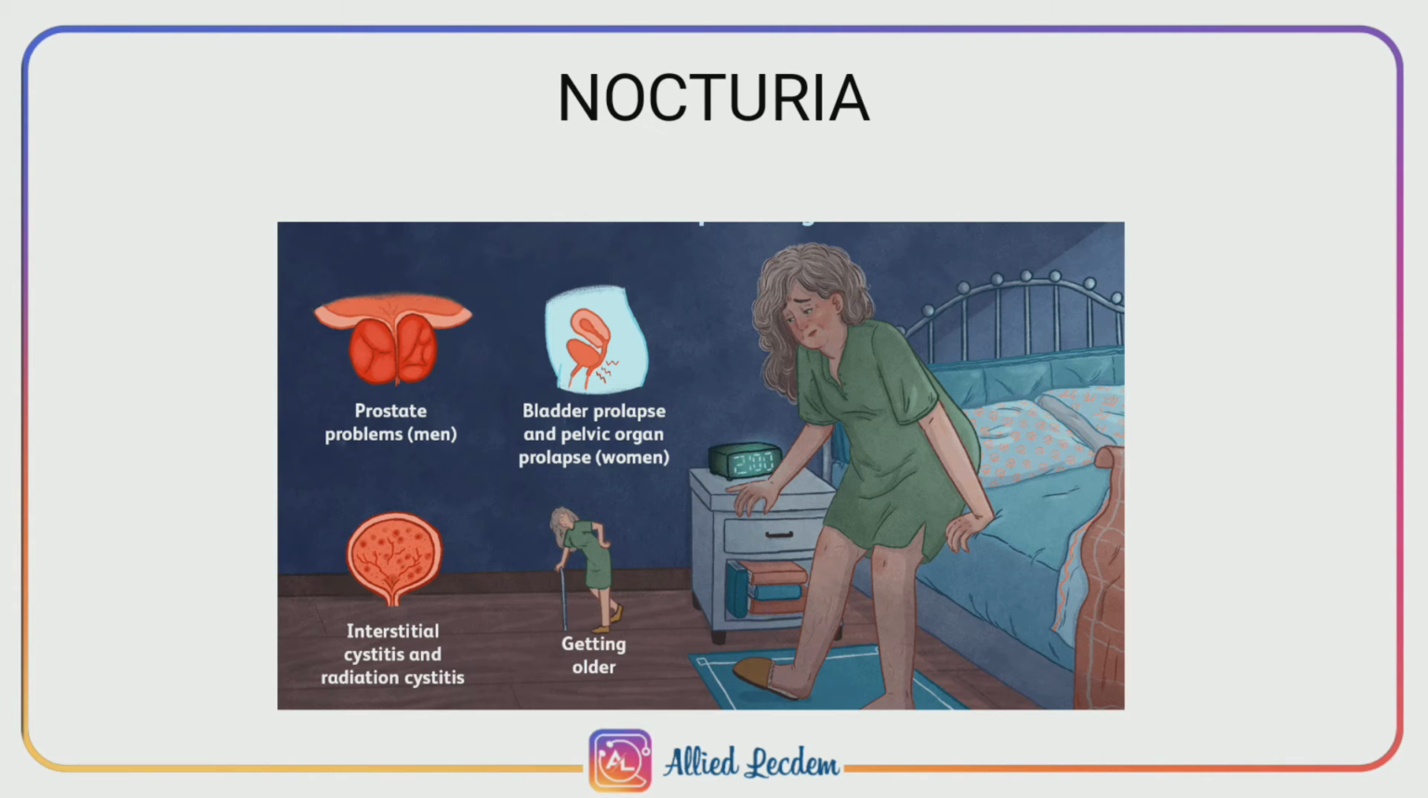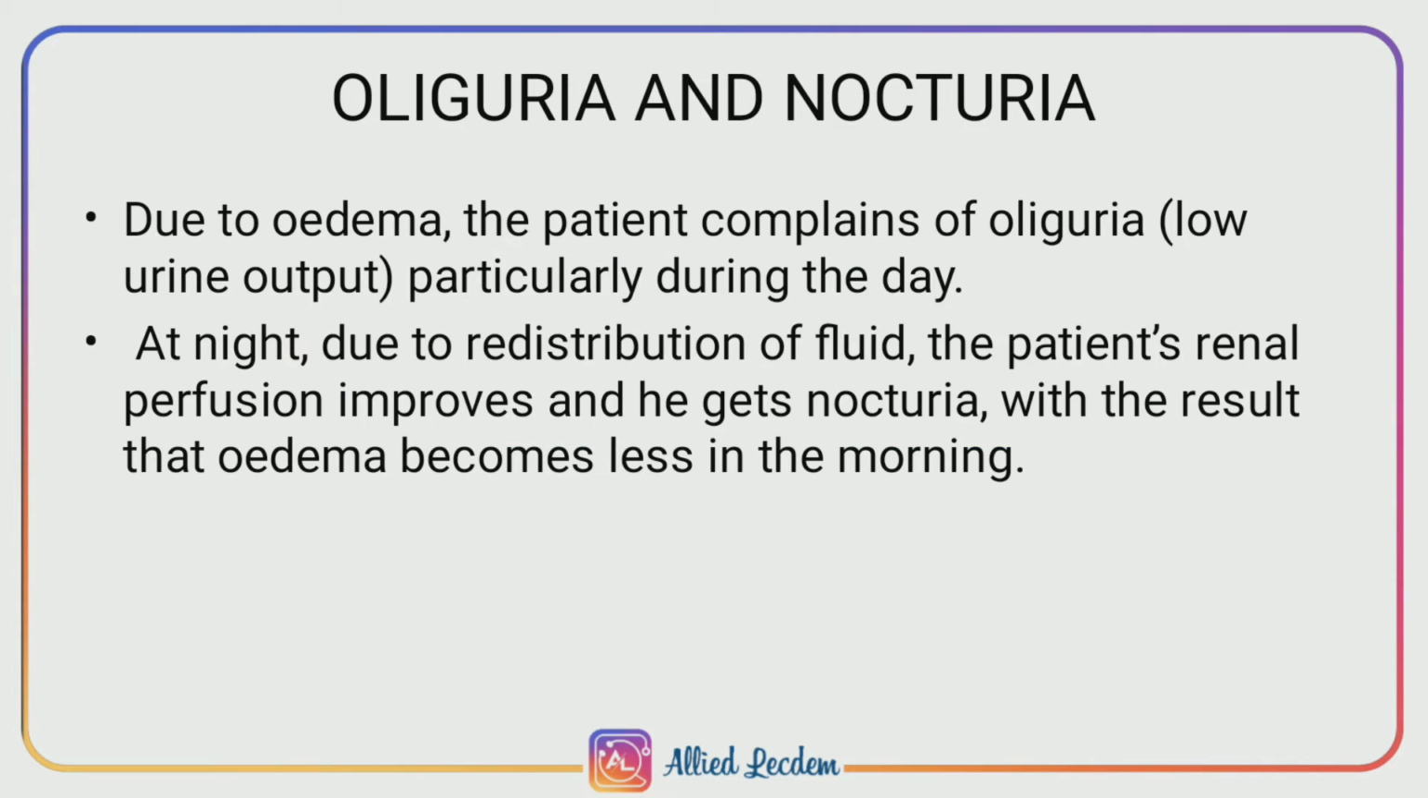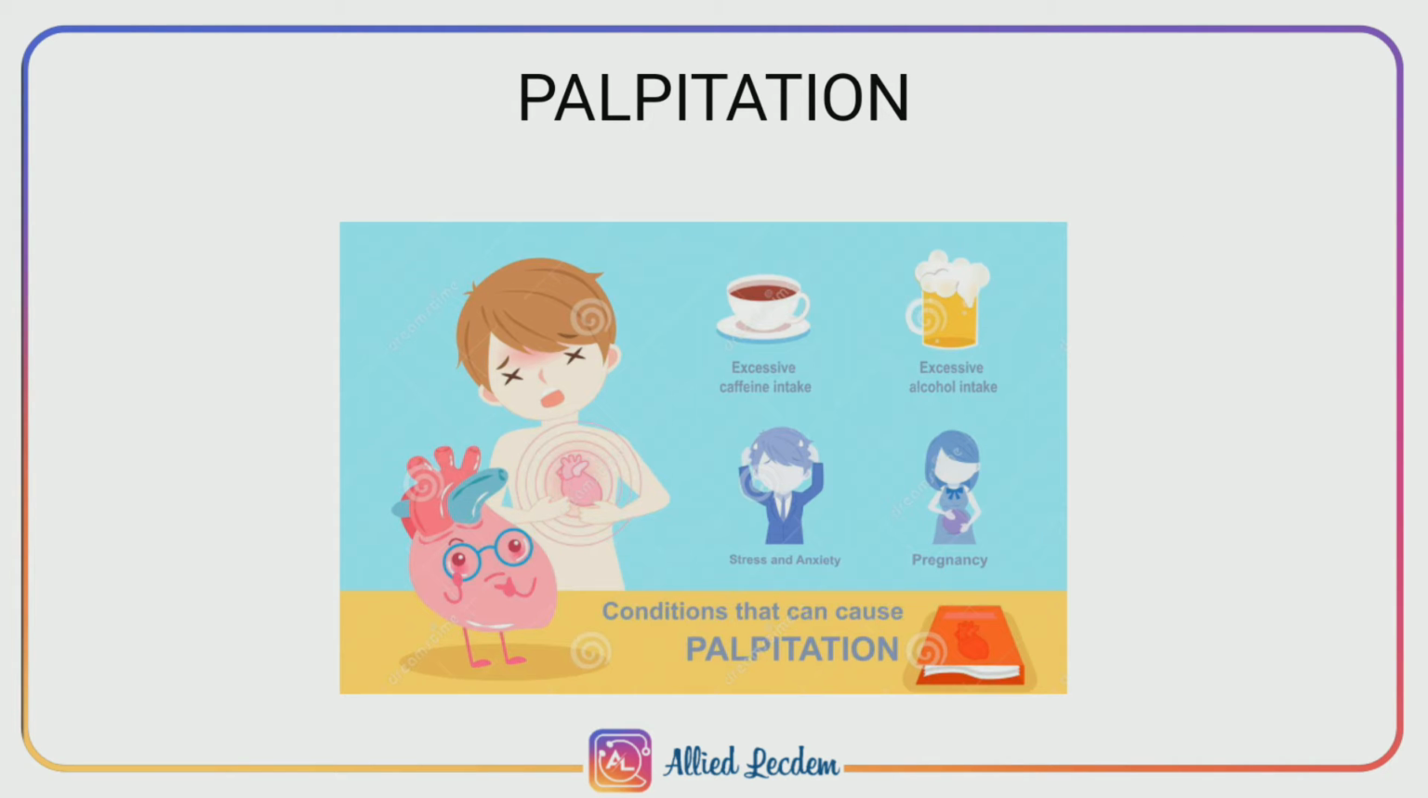Nocturia. Due to edema, the patient complains of oliguria, which is low urine output, particularly during the day. At night, due to the redistribution of fluid, the patient's renal perfusion improves and he gets nocturia, with the result that the edema becomes less in the morning.